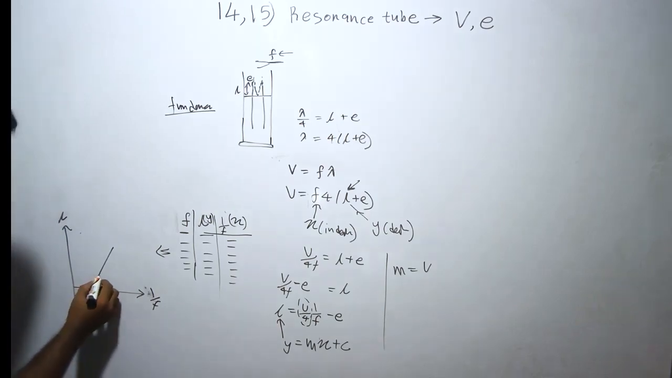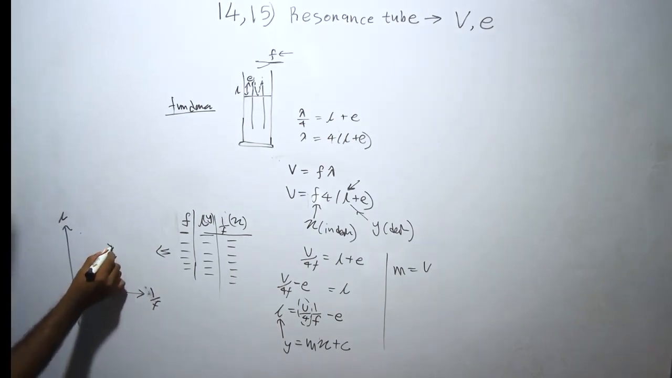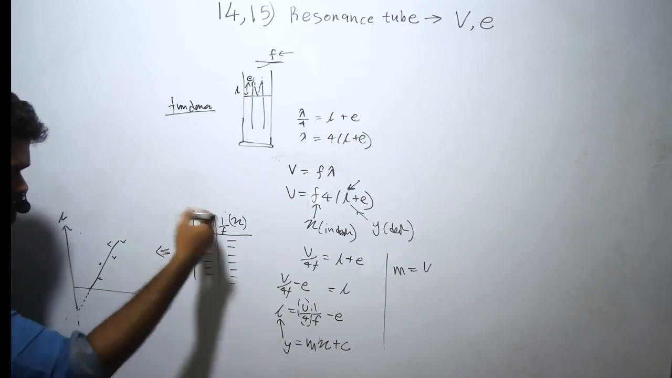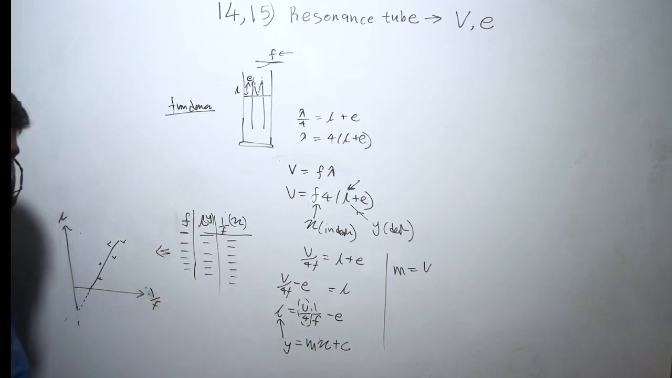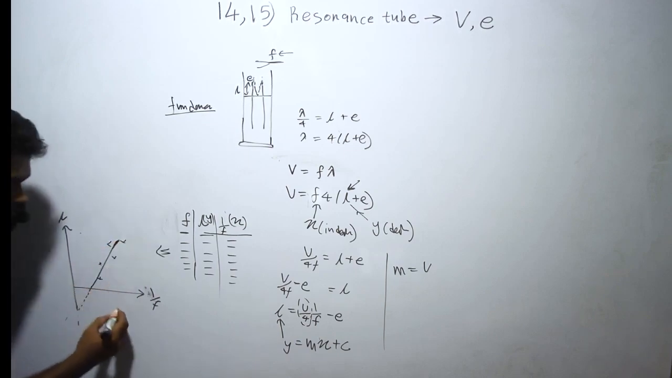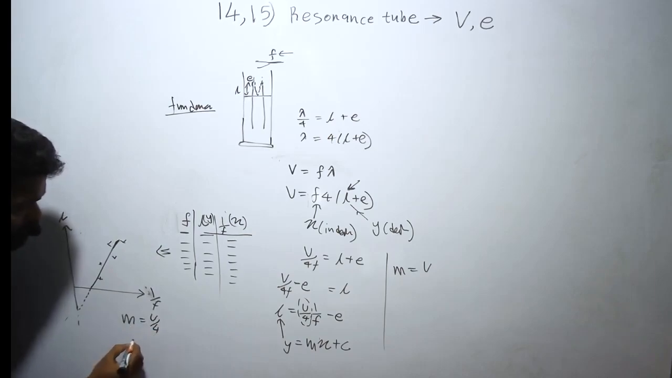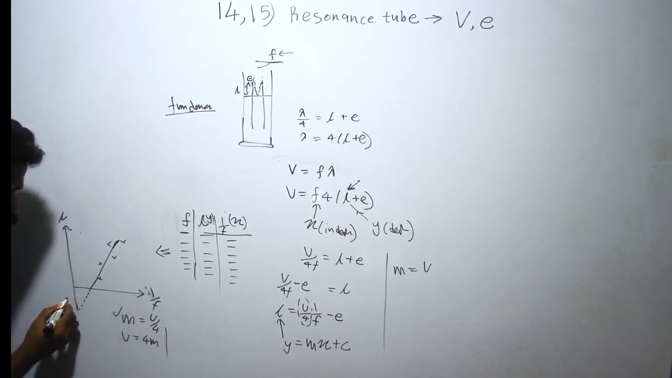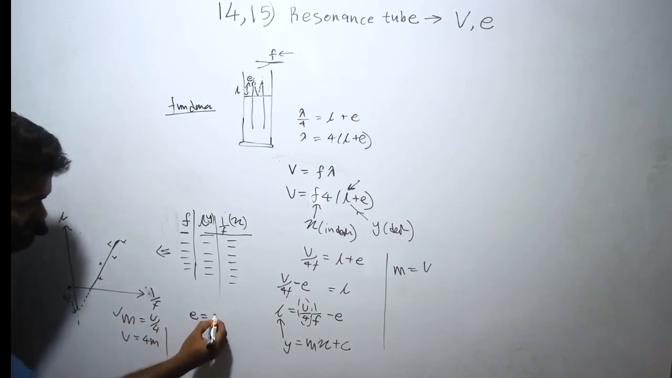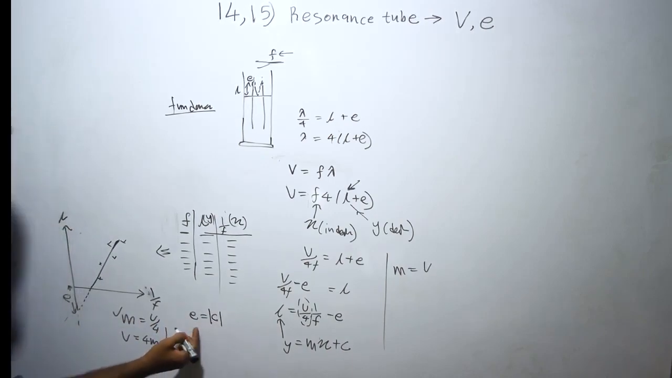So once you draw this graph, you mark these 6 coordinates and draw the best fitted line. Then if you get a graph like this, these results don't have a considerable error, right? From this graph, you can find the gradient. So the gradient is equal to what? V over 4. So the gradient you know, then V is equal to 4 times gradient. Then the magnitude of the intercept, this is E, right? E, the end correction, is equal to the magnitude of the intercept.